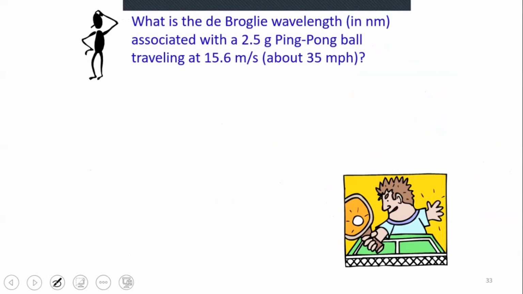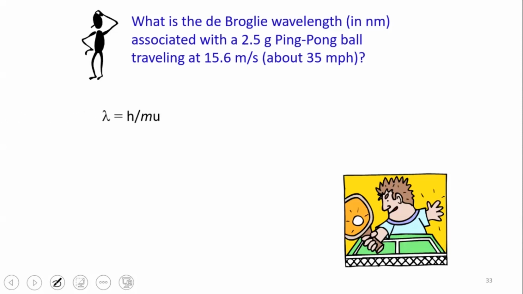Okay, let's consider a ping pong ball. What would be the wavelength of a ping pong ball, 2.5 grams, traveling at about 35 miles per hour, which is 15.6 meters per second? By the way, I looked up the record. The official record is somewhere around 70 miles per hour. That's as fast as somebody has been able to hit a ping pong ball. All right, so we're going to calculate the wavelength of this particle, or wave, of a ping pong ball.